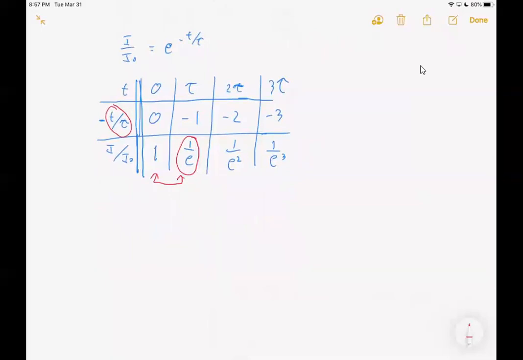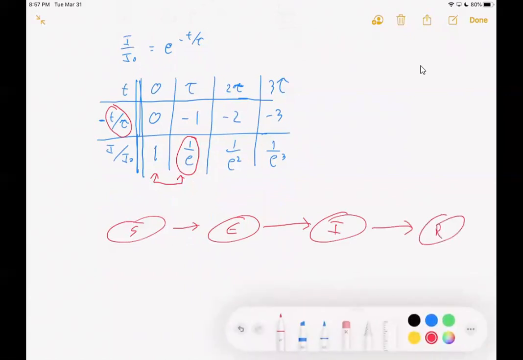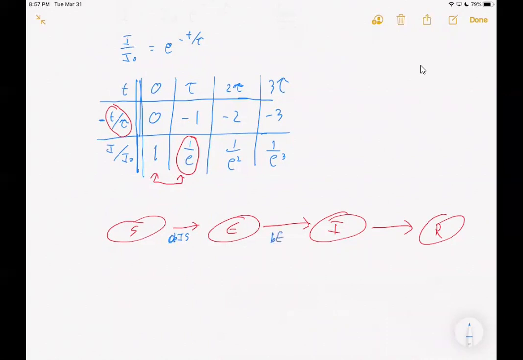Okay, so now if we go back to the SEIR model, we had A times IS, B times E, and C times I for the flow right there. And so rather than C, we could rewrite this as 1 over tau INF. Wherever you have an I, we're interested in how fast the I will decay. So we could put this into the equation instead. And that's exactly what you see in the model.